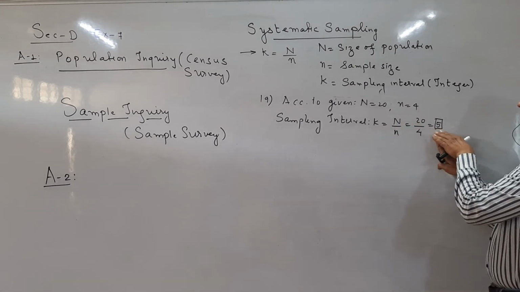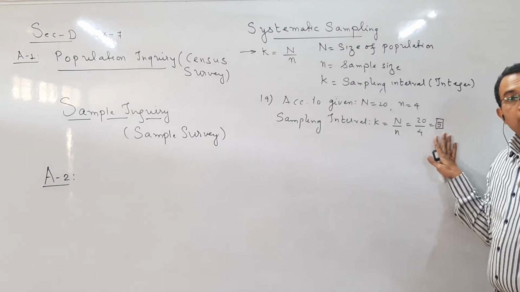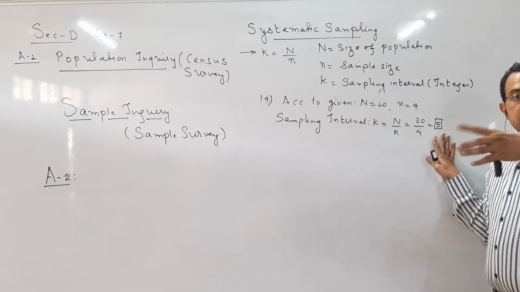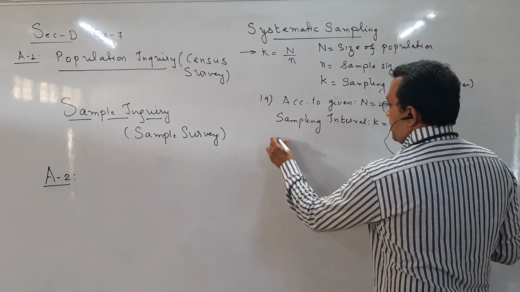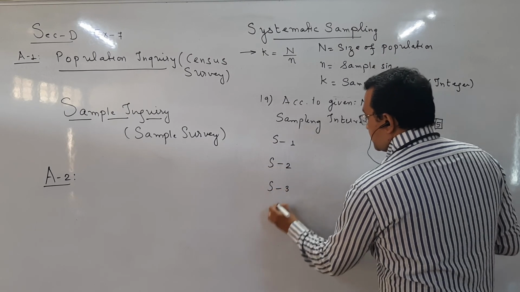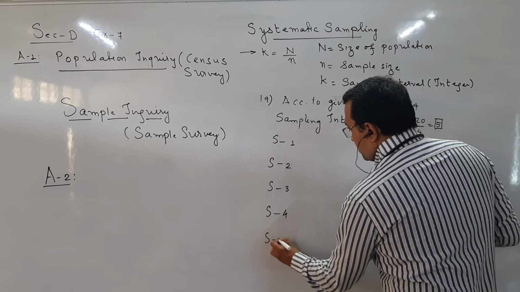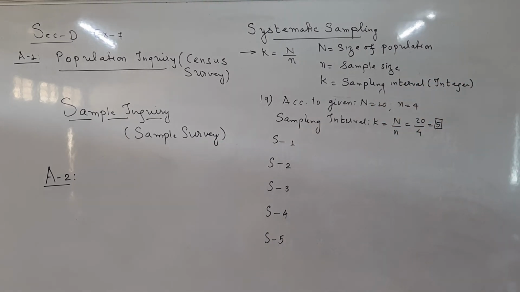So possible samples will be 5. If sampling interval is 12, possible samples will be 12. If sampling interval is 5, possible samples will be 5. So I had samples S1, S2, S3, S4 and S5. In the previous one we had sampling interval 12. So students, the possible samples will be 12.